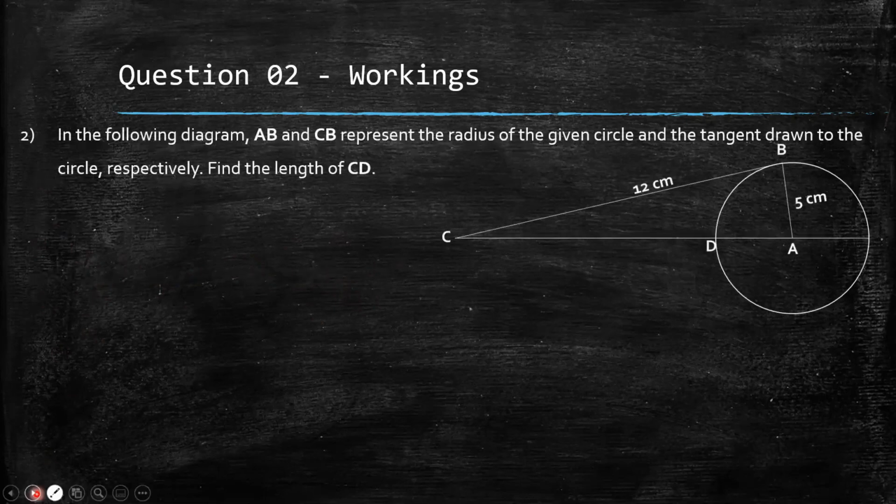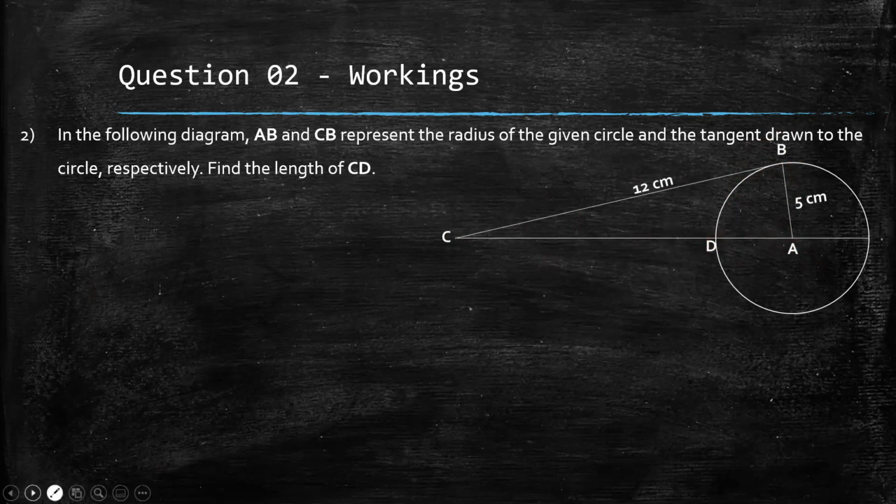Right, so let's move to the second part. It says, in the following diagram, AB and CB represent the radius of a given circle and a tangent drawn to the circle. Find the length of CD. So CB will be my tangent, which is 12 centimeters, and AB is my radius, which is 5 centimeters. Once you know A is the center and D is a point on the circumference, you can see AD is also my radius, which is 5 centimeters.